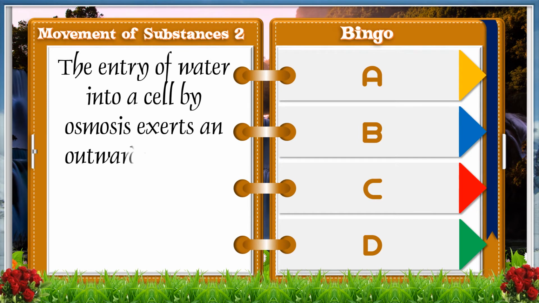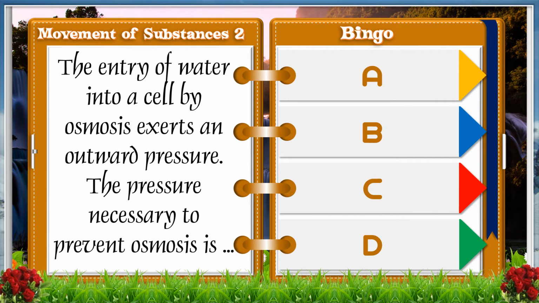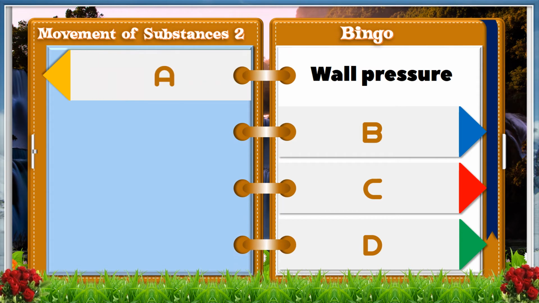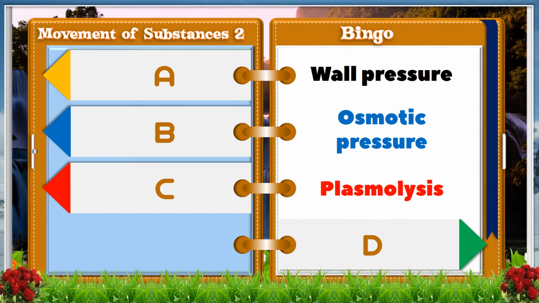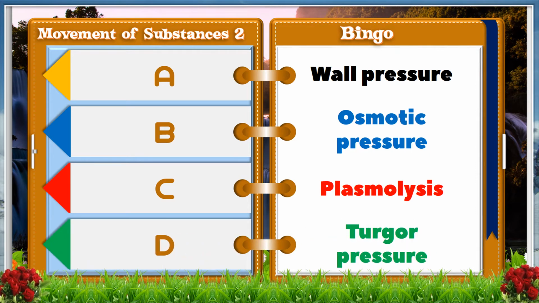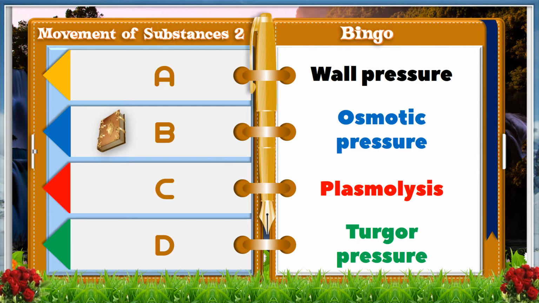The entry of water into a cell by osmosis exerts an outward pressure. The pressure necessary to prevent osmosis. A, wall pressure. B, osmotic pressure. C, plasmolysis. D, tag pressure. And the answer is B, osmotic pressure.